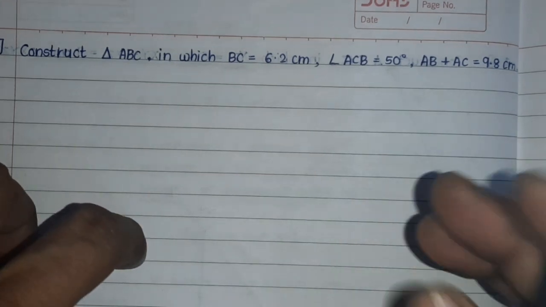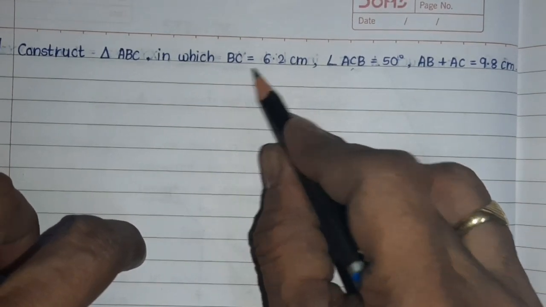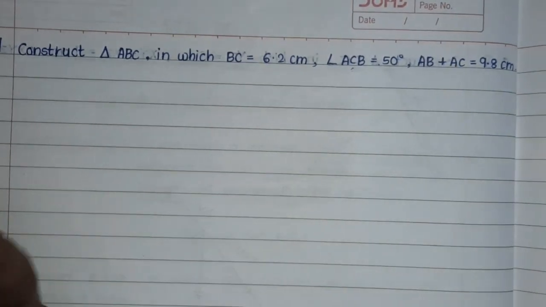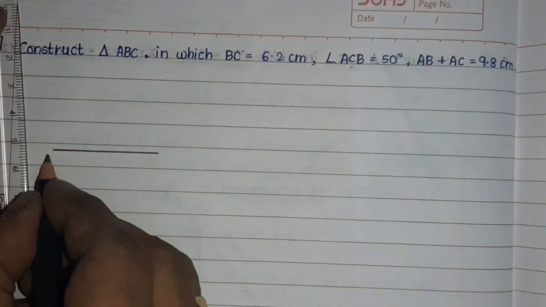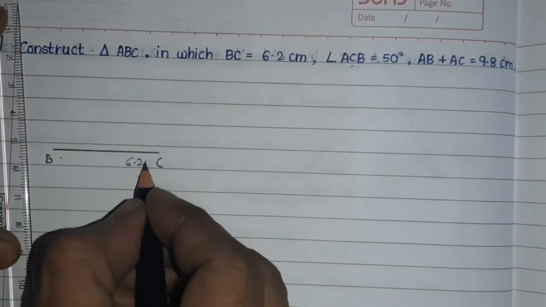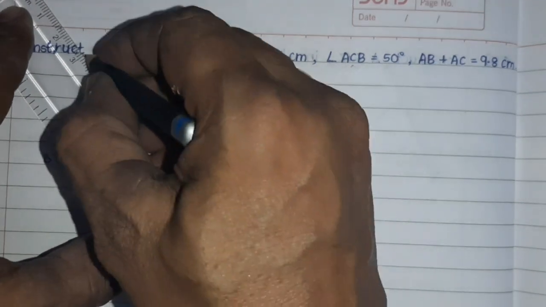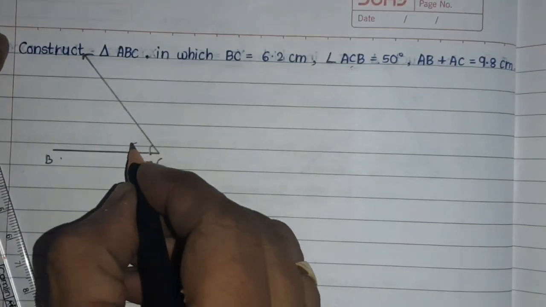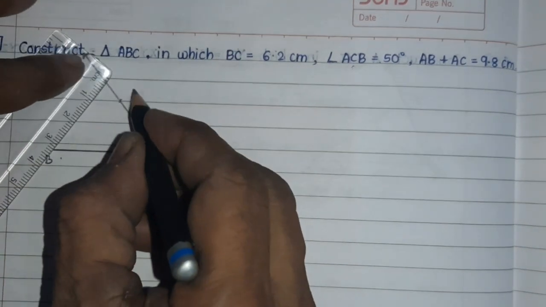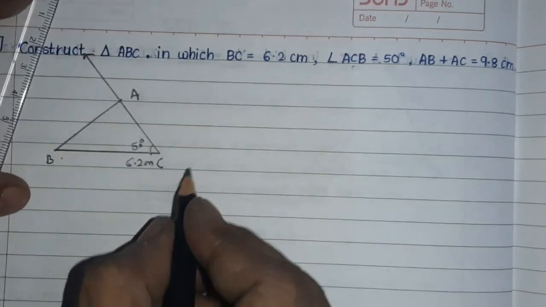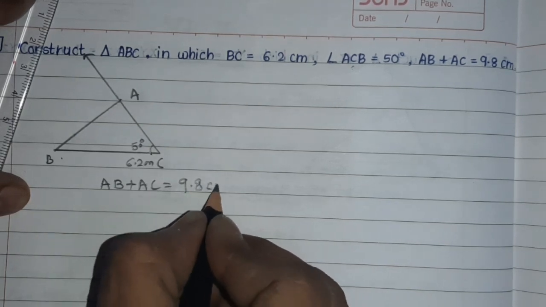First of all, we have to identify the type. BC, angle C is given, that means this is the base and adjacent angle C is given, and the sum of the remaining two sides. First of all, draw the analytical figure. This is BC. How much is it? It is 6.2 centimeter. At the point C, the angle is of 50 degree. Dear student, don't get confused. Any base angle, we can draw the triangle. Here it is point A and then join this AB. Dear student, AB plus AC is equal to 9.8 centimeter.